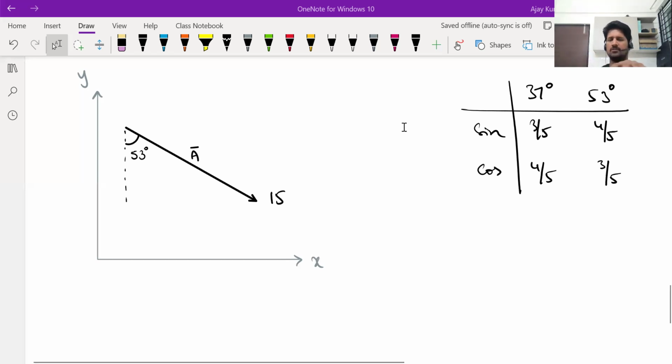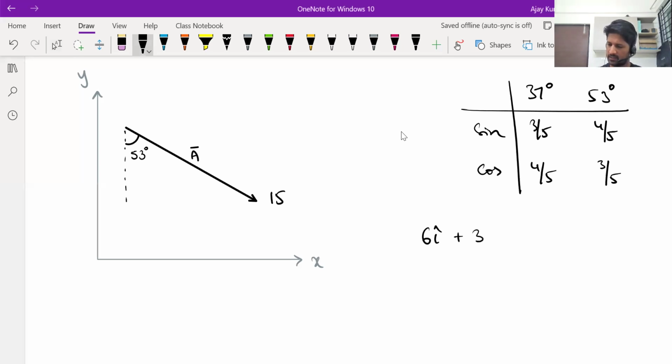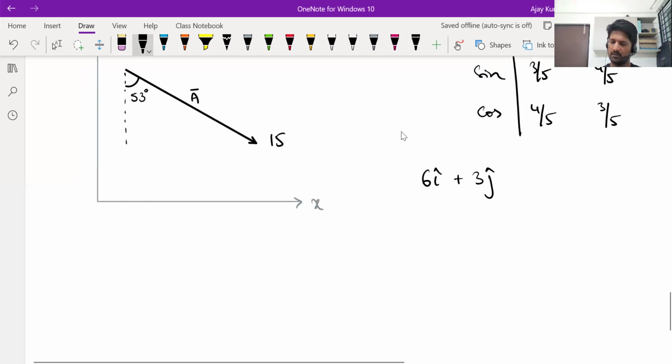And listen, all of you, there is a way to check your answer also. Now, you have given the answer as some i cap plus some j cap. Forget this question, look at your answer. Suppose you got an answer like this: 6 i cap plus 3 j cap. Draw those vectors and see if you get the given vector or not. I mean, you are saying the given arrow is the sum of these two vectors.